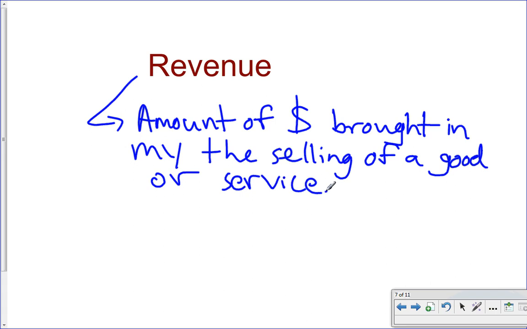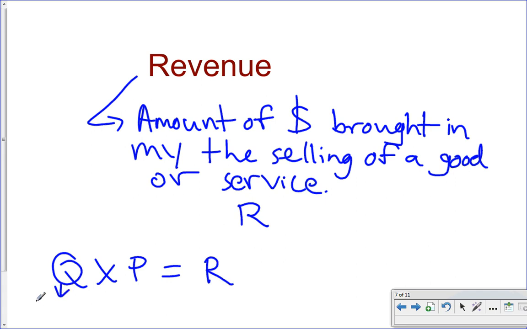All right, this is another one that we're going to be getting into our equations, and the symbol for this is going to be R, and the equation that matters most in terms of revenue is going to be Q times P equals R. Q, meaning the quantity. Q is the quantity that is produced, or the quantity that is sold, times the price that it is sold at, and that'll equal the revenue.